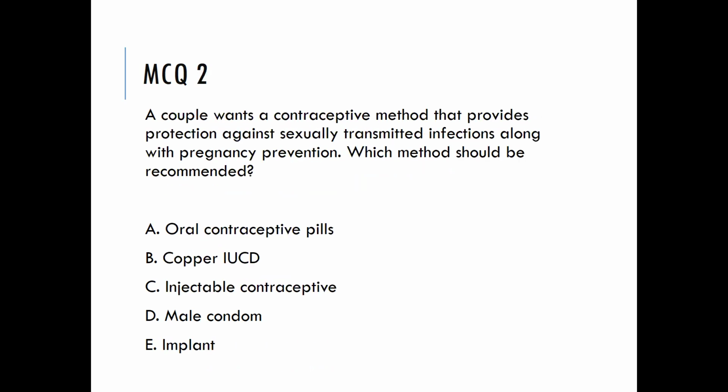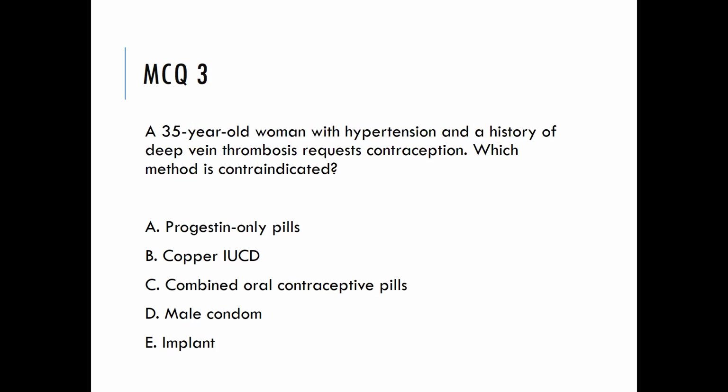Then question number 2 is, a couple wants a contraceptive method that provides protection against sexually transmitted infections along with pregnancy prevention. Which method should be recommended? Option A, oral contraceptive pills. Option B, copper IUCD. Option C, injectable contraceptive. Option D, male condom. And option E, implant. D. Yes, option D is the right answer. Condoms can protect against infections.